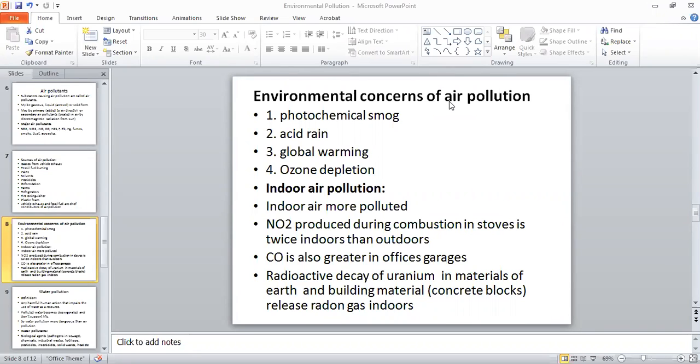Now the third environmental concern is global warming. This is also called the greenhouse effect, right? If the sun rays enter the earth's atmosphere, they are trapped due to the pollutants and are not reflected back. So re-radiate ये नहीं होते.